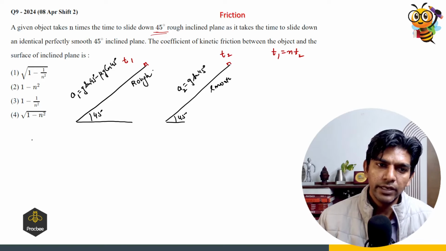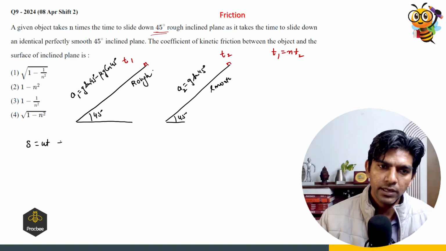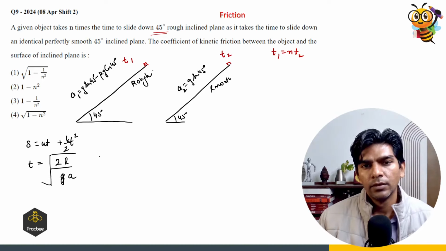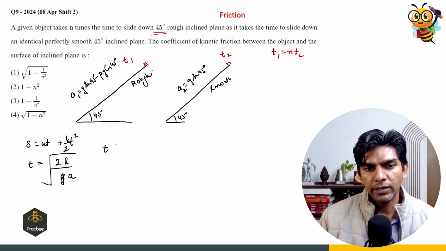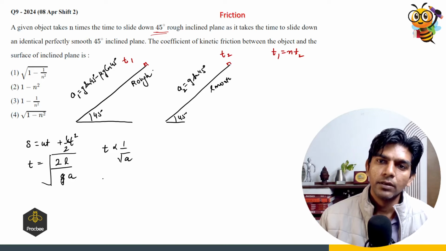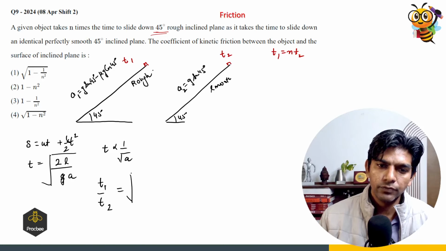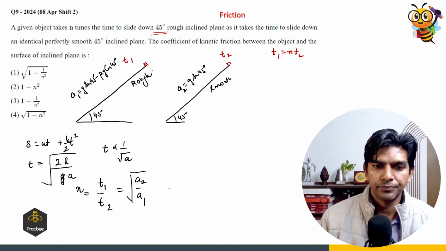So let us find the time. We're going to use s equals ut plus half at square. So we can say time will be given as root of 2 times the length of the inclined plane divided by the acceleration. So we can say t is inversely proportional to the square root of the acceleration. So from this, t1 by t2 will be root of a2 by a1. And this is given as n.